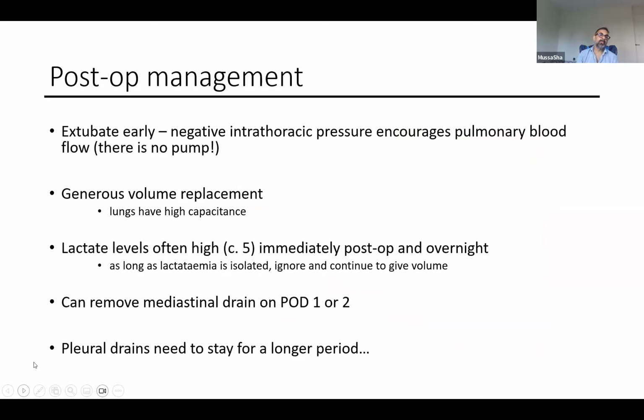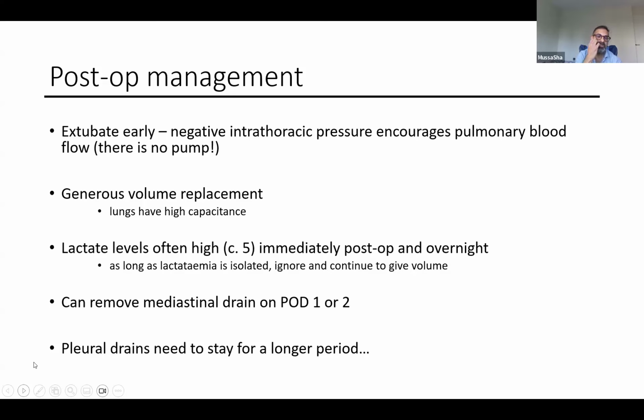Okay, so having done your operation, what about the post-operative period as we approach the end of the talk? We want to extubate the patient early, because the negative intrathoracic pressure that we all generate when we're spontaneously ventilating encourages pulmonary blood flow. There is no pump now, okay? So we need to do everything that we can to make sure that the blood can traverse the pulmonary vascular bed. So the sooner we extubate these children, the better, okay?